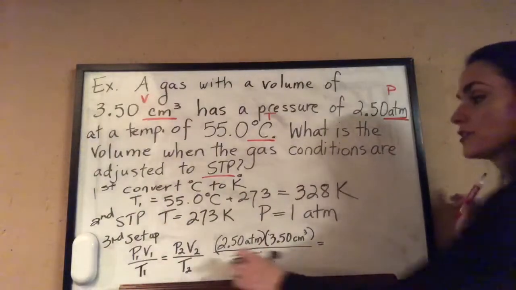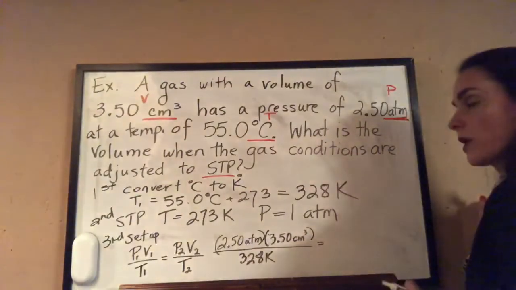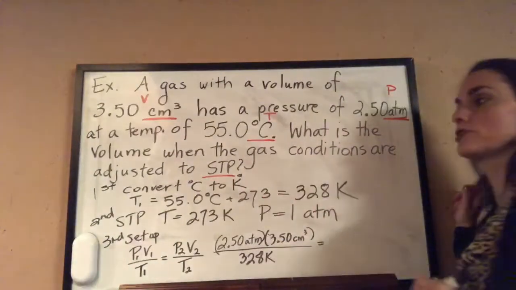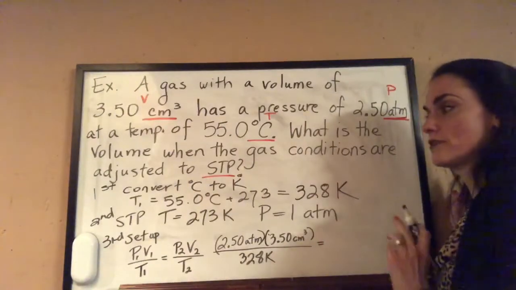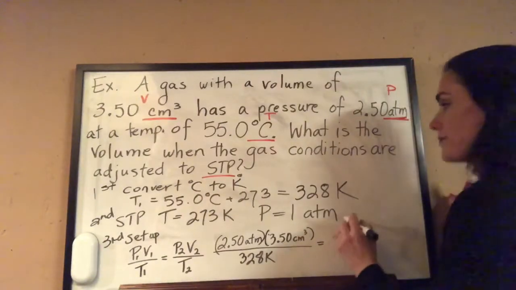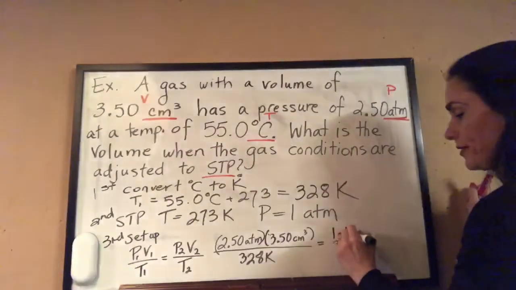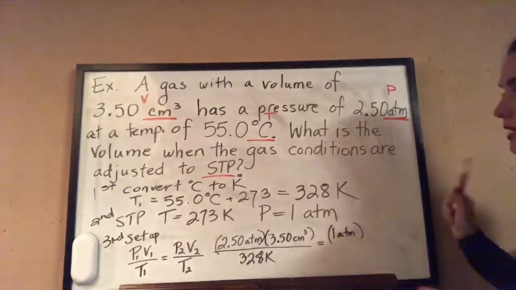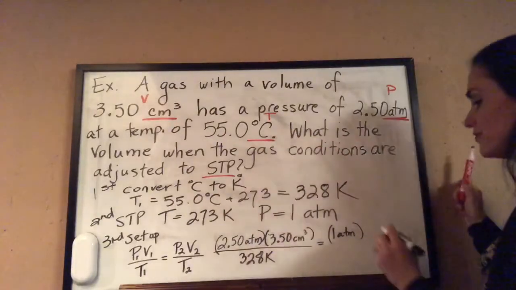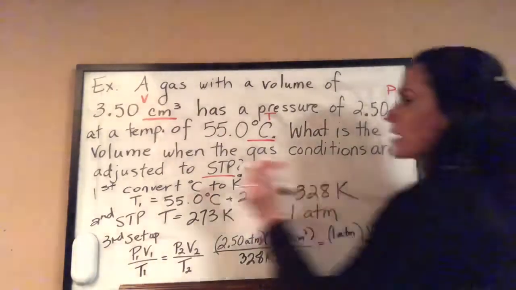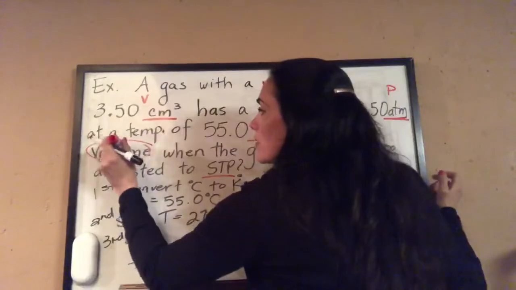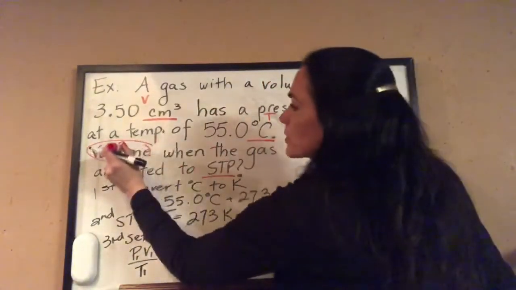What are the final conditions now? The second part of the equation. Well, the second part of the equation is adjusted to STP. Okay, well, do we have that final pressure? Yes, that's standard pressure, 1 atmosphere. Do we have the volume? No, that's what we're asked to find. Okay, this is what we do not know. That's a question mark, okay?